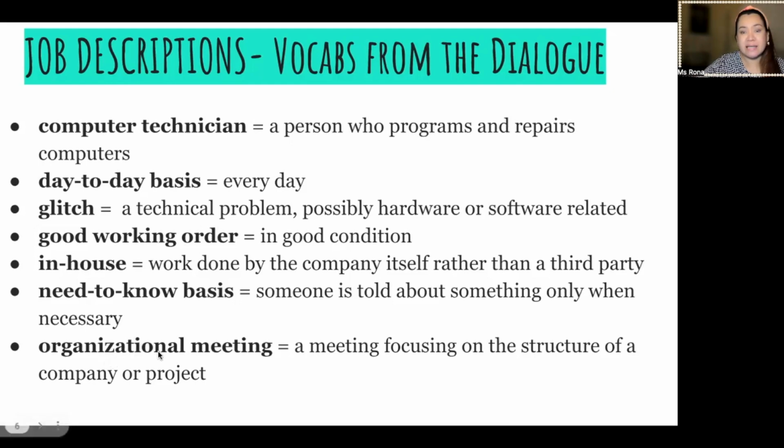Last word on this slide is organizational meeting. A meeting focusing on the structure of a company or project. When you say, oh, we're gonna have a huge organizational meeting coming next week, it could be talking about the structure of the company, or it could be a meeting being called that involves almost everybody talking about a coming project or an update to a project. So organizational meeting.